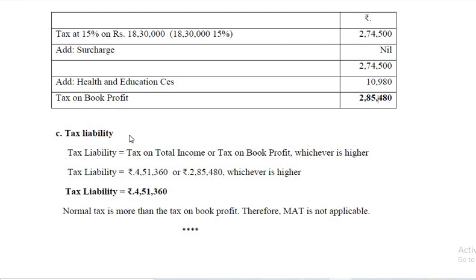Now let us calculate the tax liability. Tax liability is equal to, see the formula, tax on total income or tax on book profit, whichever is higher. So tax on total income is 4,51,360. Tax on book profit is 2,85,480. Of these, tax on total income is more than the tax on book profit. So tax liability is 4,51,360. Since the normal tax is more than the tax on book profit, MAT is not applicable. MAT is applicable only when the tax on book profit is more than tax on total income. Here, MAT is not applicable.